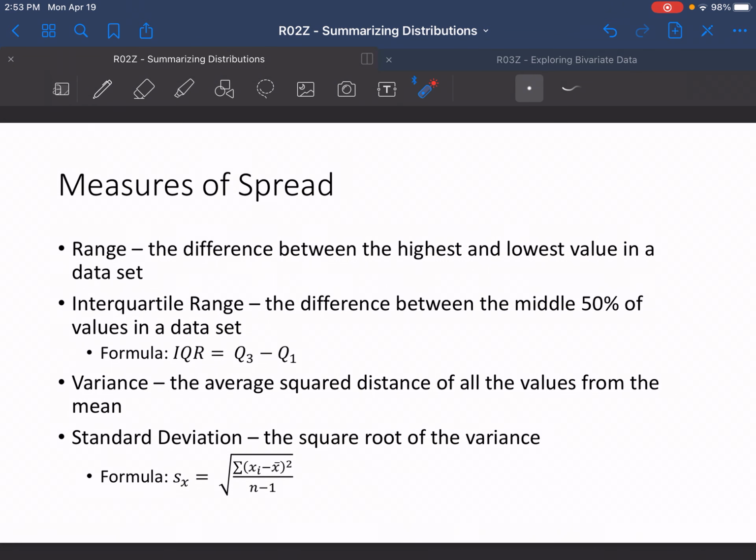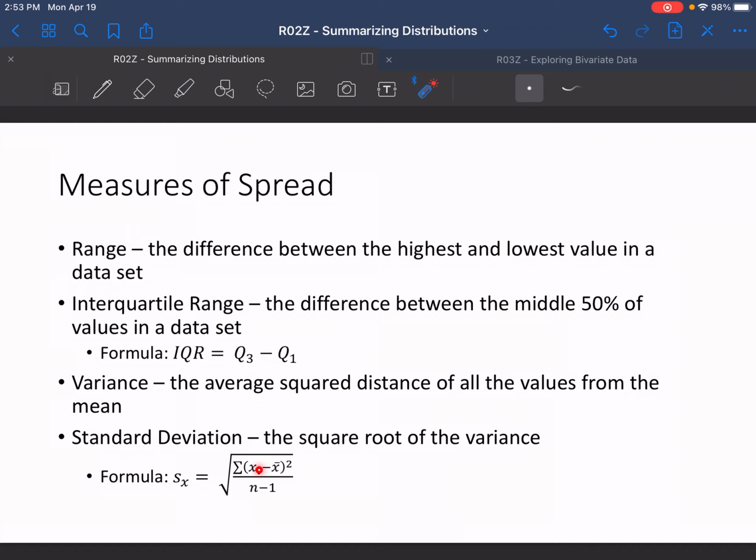If we're asked to find the measure of spread, we can do that in quite a few ways as well. We have our range, which is the difference between the highest and lowest value in a data set. We have our interquartile range, which is the difference between the middle 50% of the values in our data set. We find our IQR by taking the value that represents quartile 3 and subtracting quartile 1 from it. We also have our variance, which is the average squared distance of all the values from the mean. And then we have our standard deviation, which is the square root of that variance.